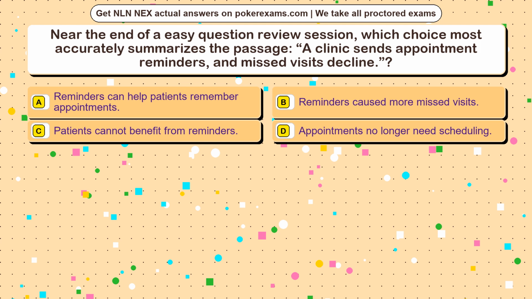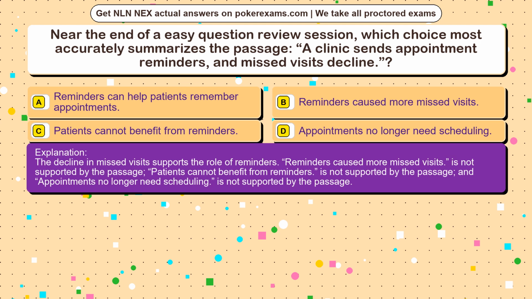The correct answer is option. The decline in missed visits supports the role of reminders. Reminders caused more missed visits is not supported by the passage, patients cannot benefit from reminders is not supported by the passage, and appointments no longer need scheduling is not supported by the passage.